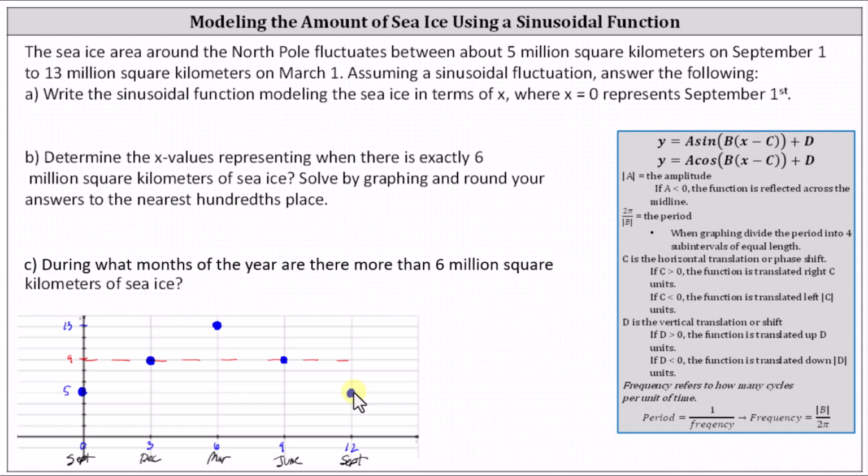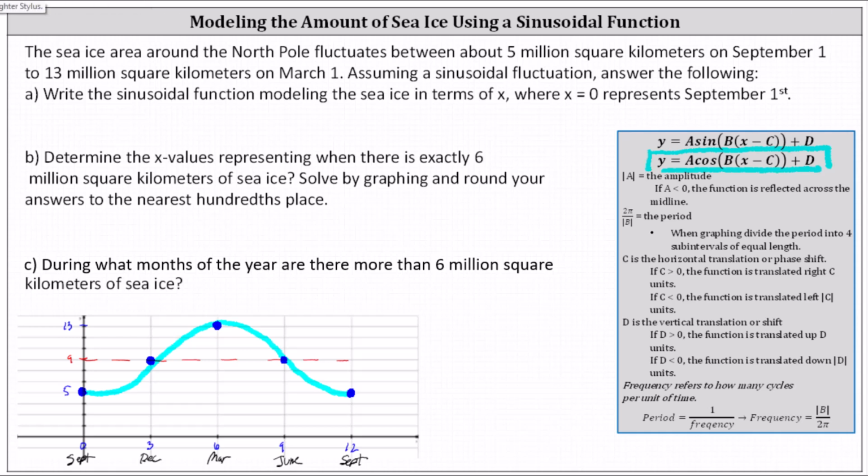Let's go ahead and sketch the graph over one period. Again, this should remind us of the cosine function. We could use a sine function, but then we'd have a horizontal or phase shift. So we'll use the cosine function, and we'll find the equation in the form shown here on the right, where we have y equals a times cosine of the product of b and the quantity x minus c, plus d.